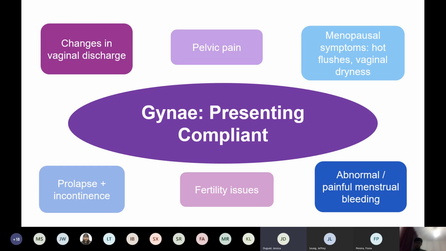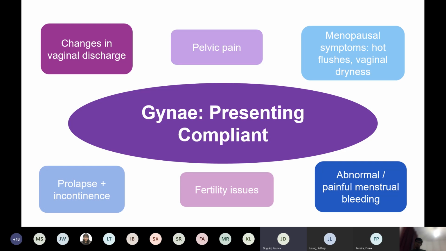Then fertility issues. Women might come in having tried to get pregnant and been unable to. That is quite a common presentation, and there are lots of different conditions which can cause what we call subfertility, which you need to know about. It's probably not something you'll see very often in clinics, but you need to know that certain things can cause subfertility or make it more difficult to conceive.